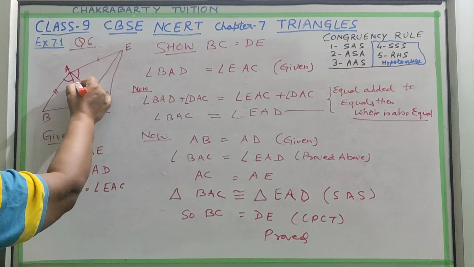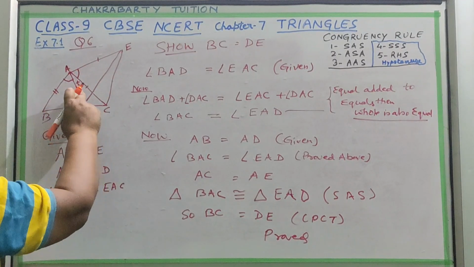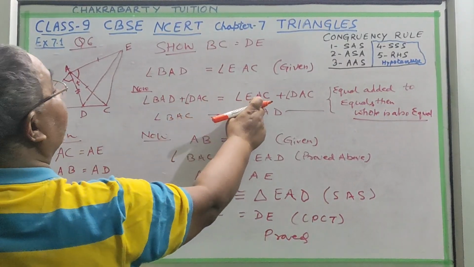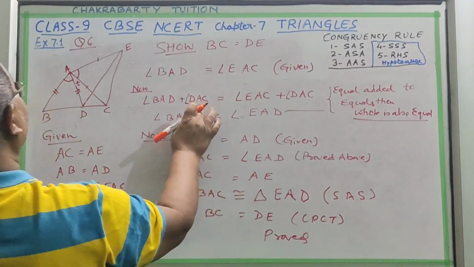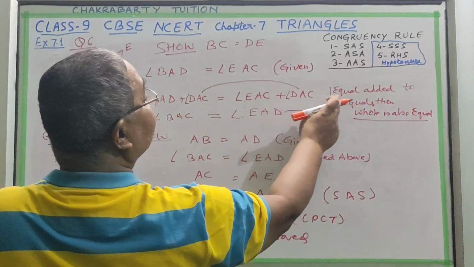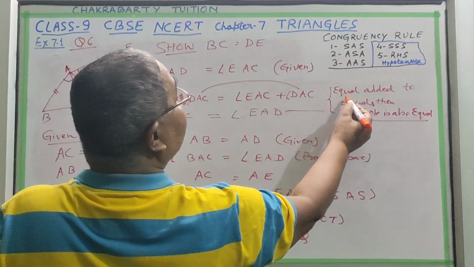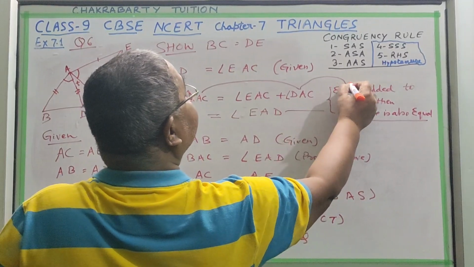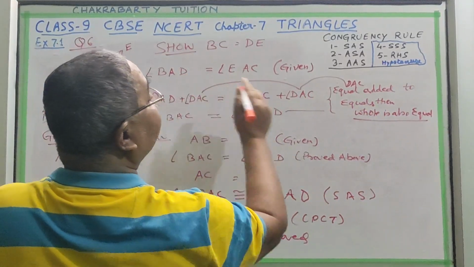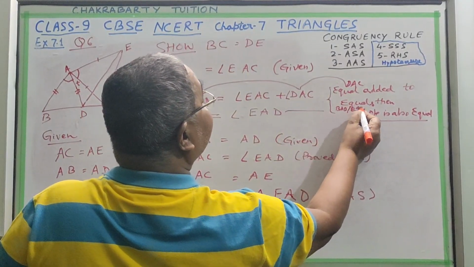Now in this figure, angle DAC is added to angle BAD and also to angle EAC. So DAC is common, and equals added to equals, since BAD and EAC were already equal. Equals added to equals means the wholes are also equal.